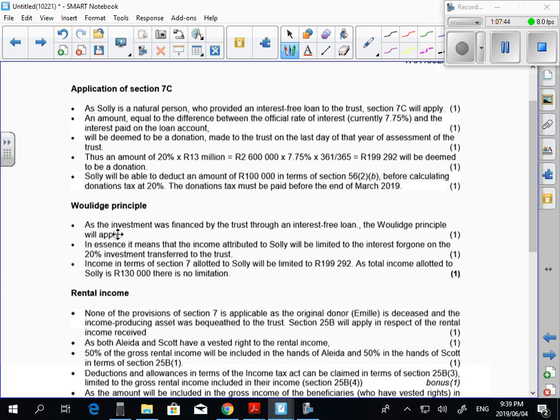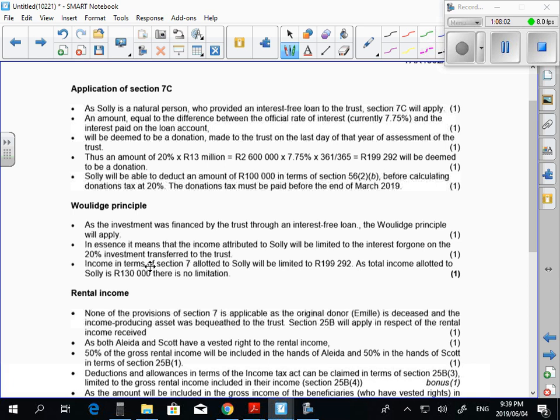So, as the investment is financed through an interest-free loan, the limit applies. In essence, it means that the income attributed to Solly will be limited to the interest foregone on the 20% investment. Income in terms of Section 7 allotted to Solly will be limited to 199,292. That's not here.